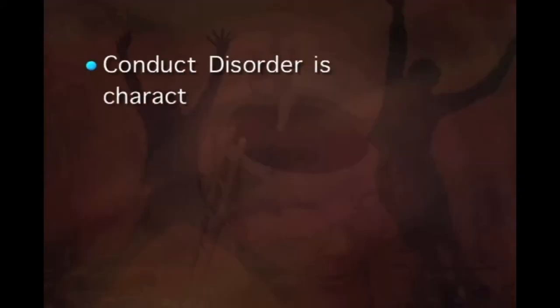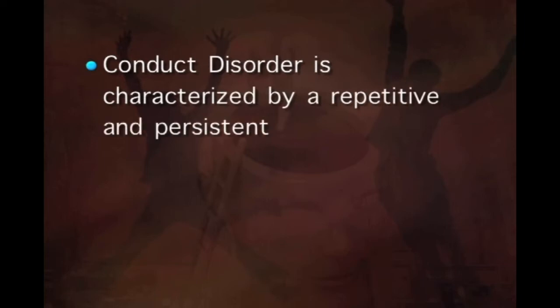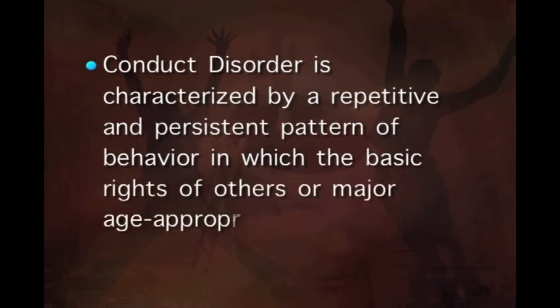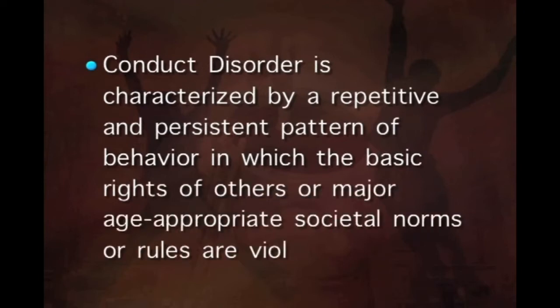Conduct disorder is characterized by a repetitive and persistent pattern of behavior in which the basic rights of others or major age appropriate societal norms or rules are violated. According to the DSM-4 TR, symptoms typically include 3 of the following criteria in the past 12 months, with at least one criterion present in the past 6 months. So, this condition has to be fulfilled in trying to diagnose a child as suffering from conduct disorder.